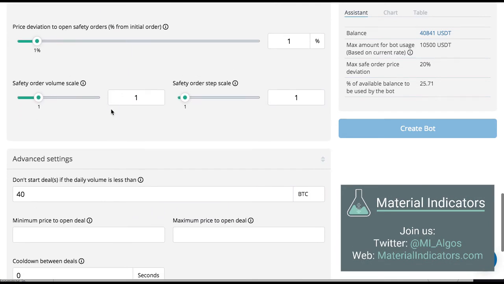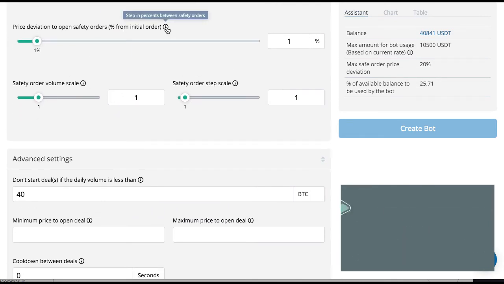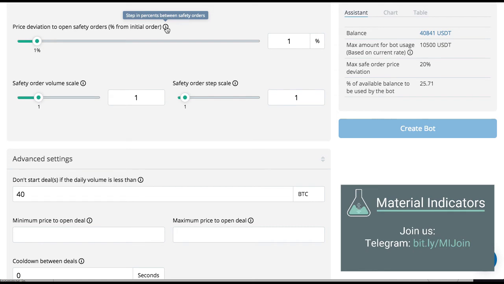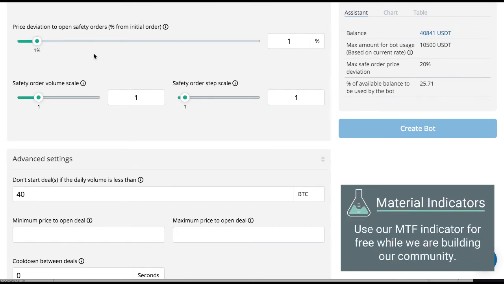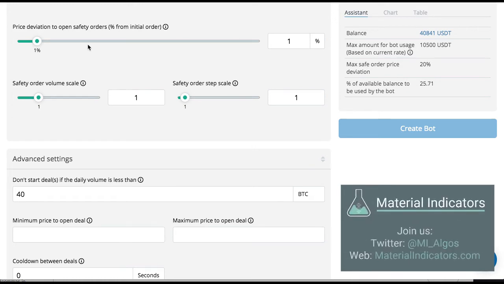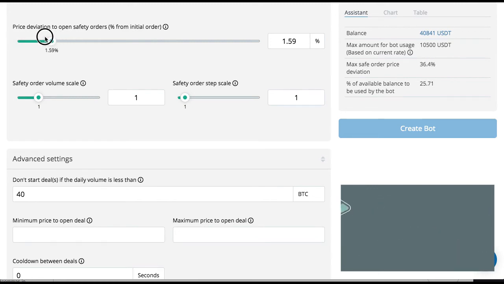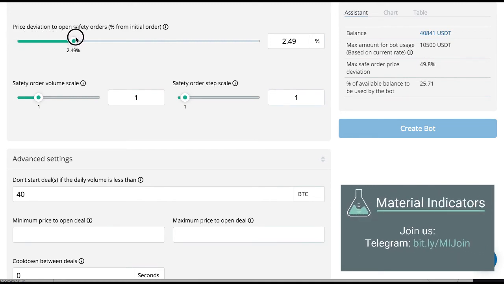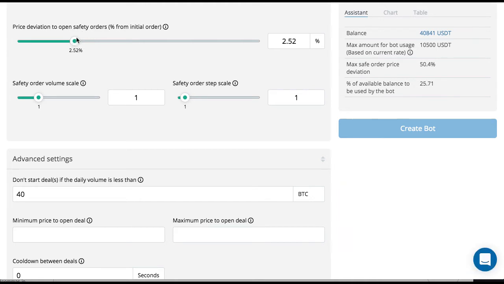So price deviation to open safety orders. This is essentially telling the system what percentage you're willing to go down before you want this trade to add to the trade and buy something. So you may set this to 3%, you may set it to 5%, you may set it to half a point. The idea is that this is saying to the bot, when it hits, in this case, 2.52% below my purchase price, I want you to add whatever I set above to this trade.